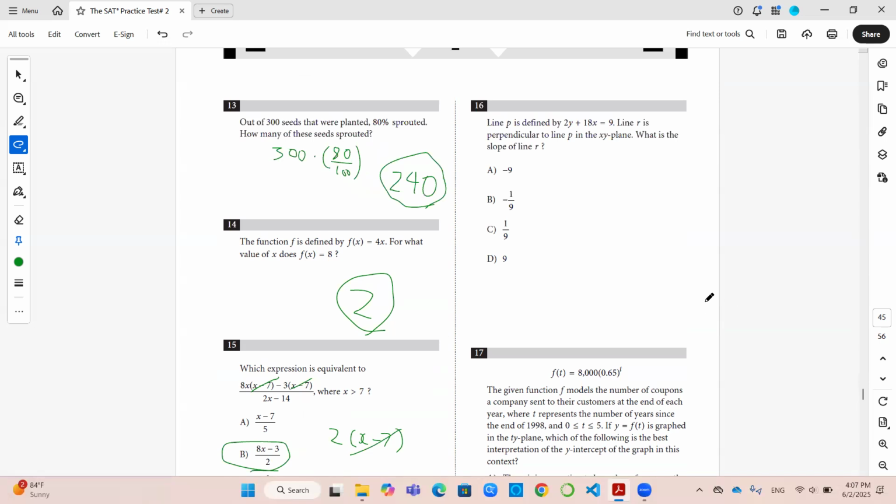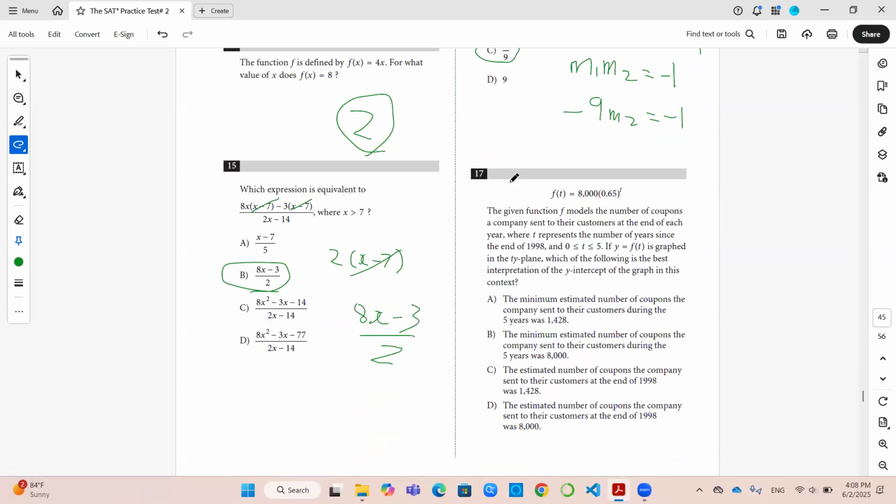Okay. Line P is defined by 2y plus 18x is equal to 9. Line R is perpendicular to line P in the xy plane. What is the slope of line R? So I'm going to rewrite this as this. And we only need to know the slope here. And we know the relation between two perpendicular lines, right? If you multiply the two slopes, it should be minus 1. So I'm going to go ahead and say minus 9 times M2 is equal to minus 1. M2 is 1 over 9. So C, as in cat, is the correct answer.